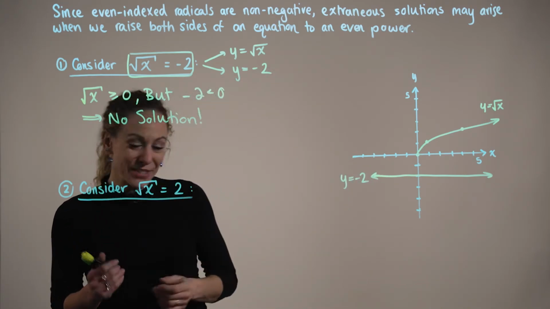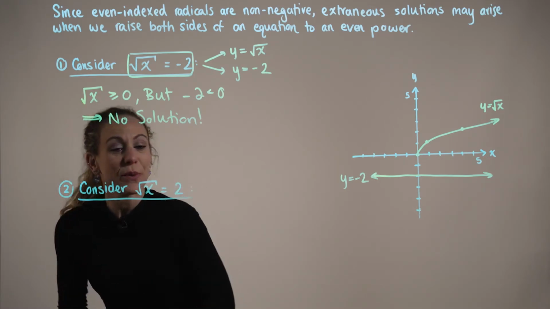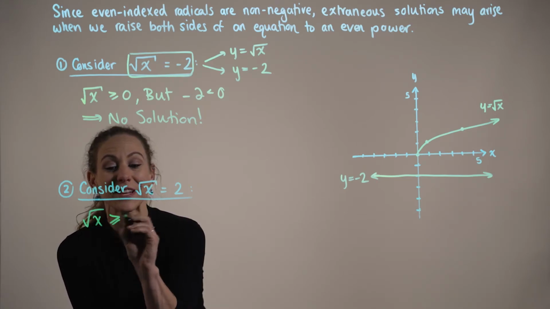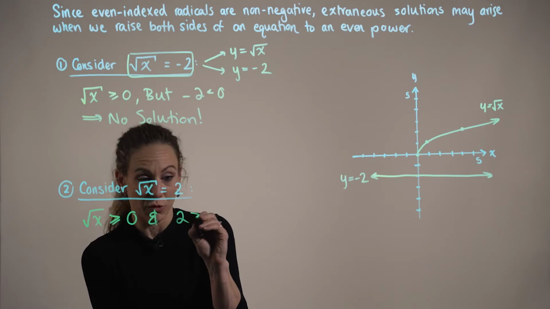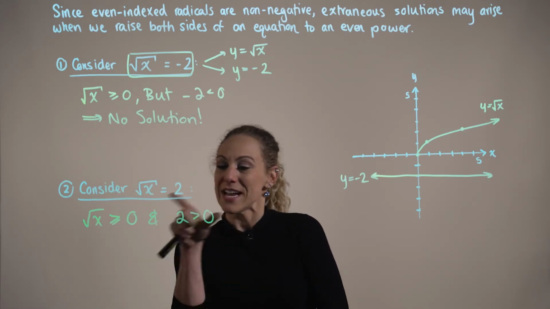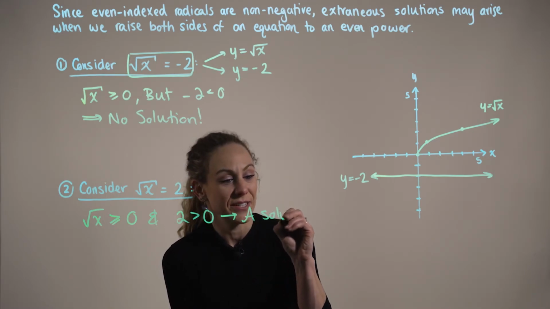So what about case 2? So again, we know our good old friend, the square root here, is non-negative. So we can say that the square root of x is greater than or equal to 0. And 2 is also greater than 0. So we have a non-negative even root radical and a constant that is positive, so a solution will exist.